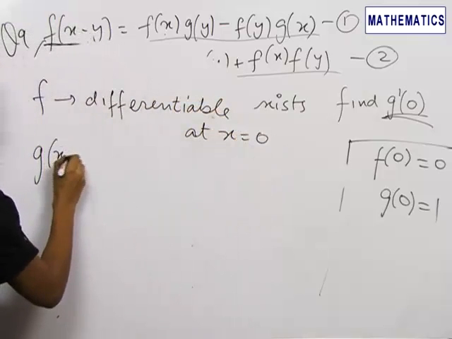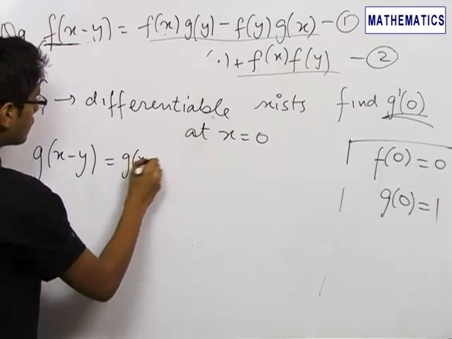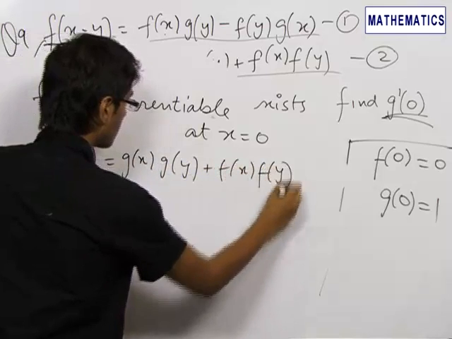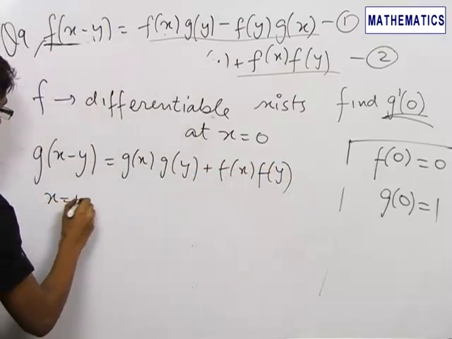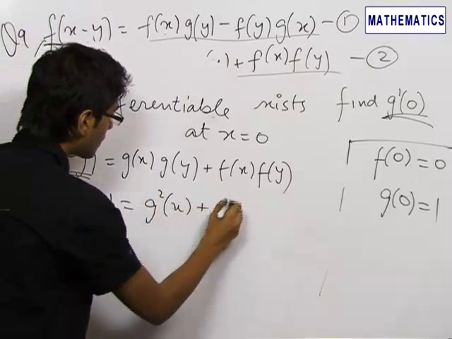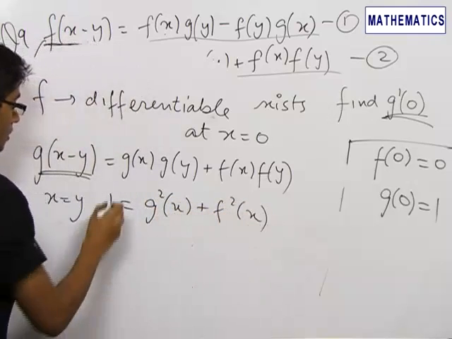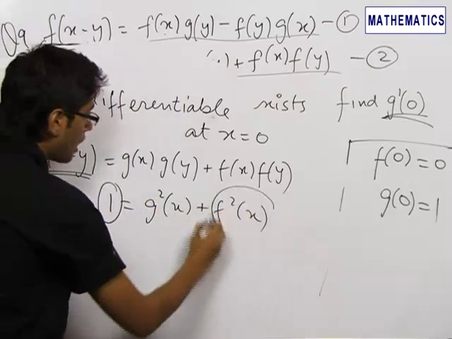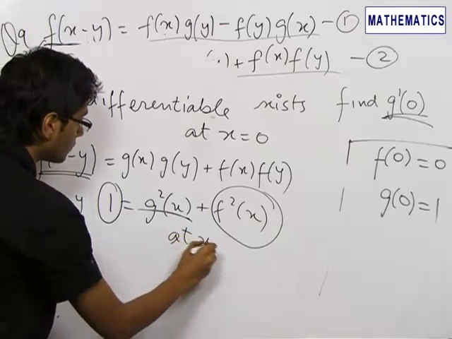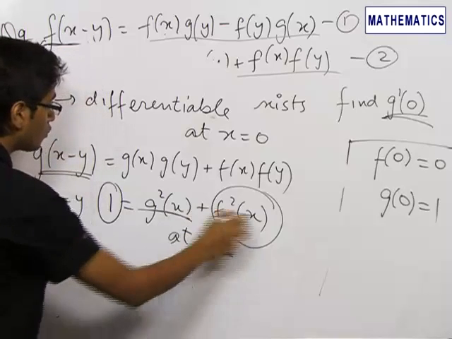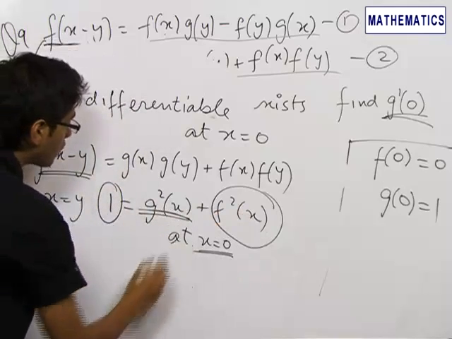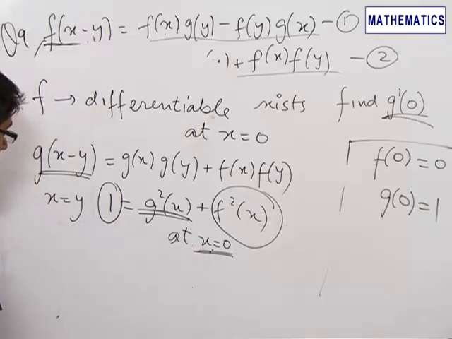Now g(x - y) was given to be equal to g(x)g(y) + f(x)f(y). Putting x = y, we get g(0), which is equal to 1, is equal to g squared x plus f squared x. Now f(x) is differentiable, so g(x) has to be differentiable at x = 0, because the sum of two differentiable functions is always a differentiable function. So we have proved that g(x) is differentiable at x = 0.